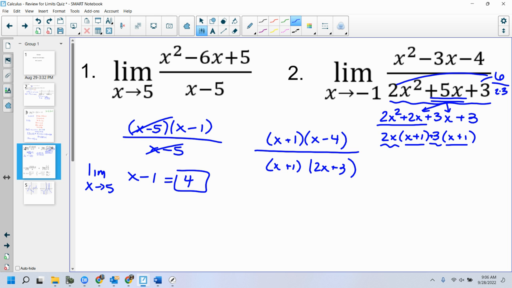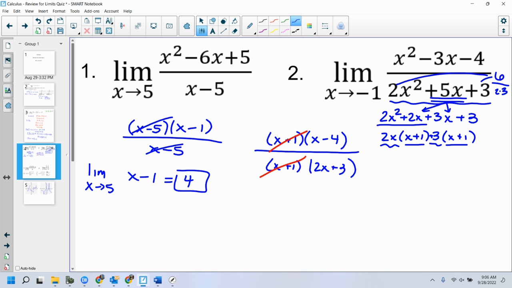Yeah? How did you get to 6? You take first number times last number. Okay, 6. And then you say, what are the factors of 6 that add to get to my middle? So my middle is 5, right? So I picked 2 and 3. Does that make sense?